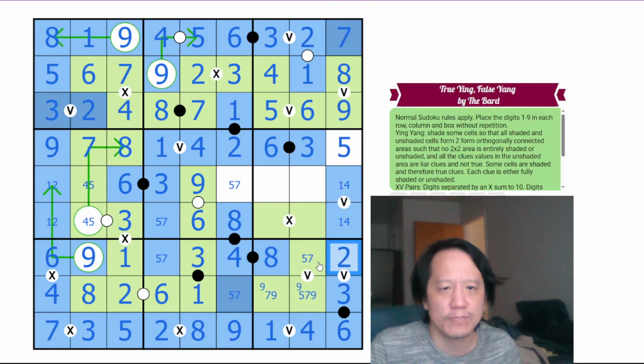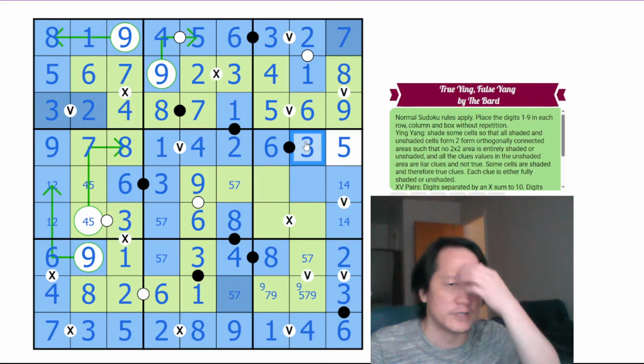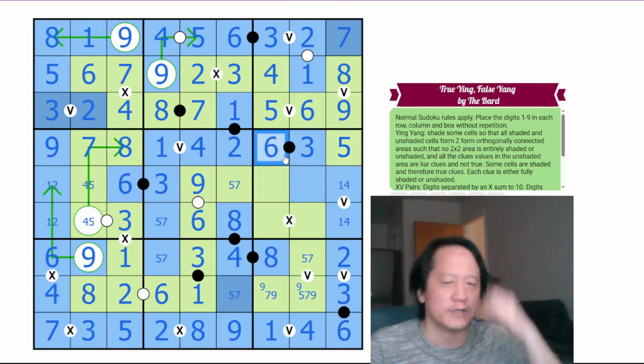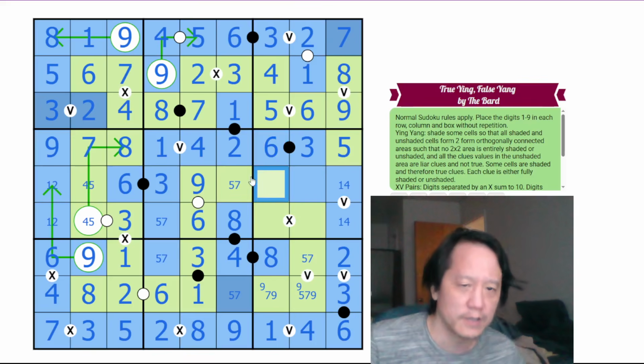Okay. Now the green has to orthogonally connect, so it must orthogonally connect here. We have a 2x2 area that's all green, so this can't be green, that's blue. We have a 2x2 area here that's all blue, so this can't be blue, it's green. So this is the shading.